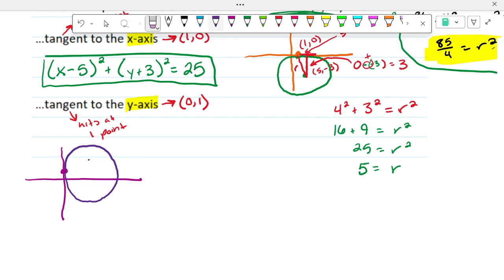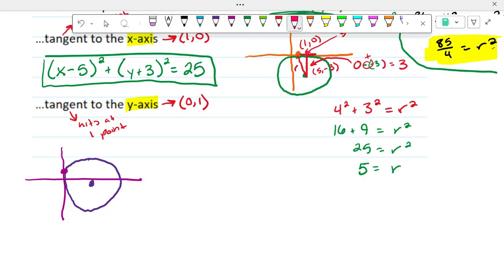Oh, wait, no, the center's in the wrong spot. The center would be like here. Oh, God. I'm just playing with you. Okay, good enough. Okay, so see, this is why I don't like doing circles. I always screw it up.